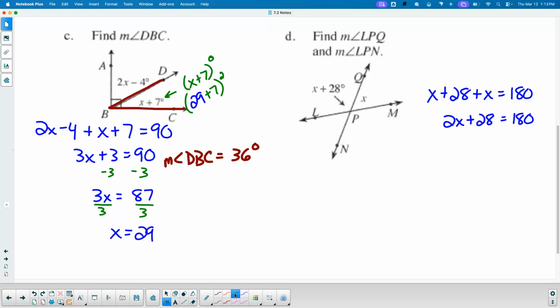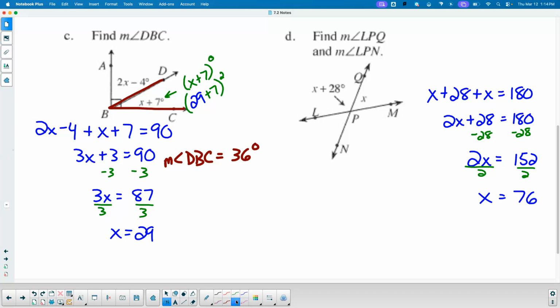Subtract 28. So 2x is 152. Divide both sides by 2. X is how much? 76. Okay.